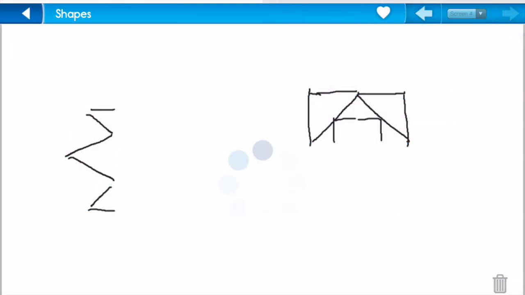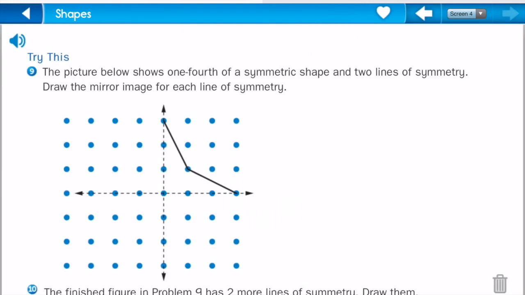Let's try our very last screen to see what problem we have. So, try this. The picture below shows 1/4 of a symmetric shape and 2 lines of symmetry. Draw the mirror image for each line of symmetry.